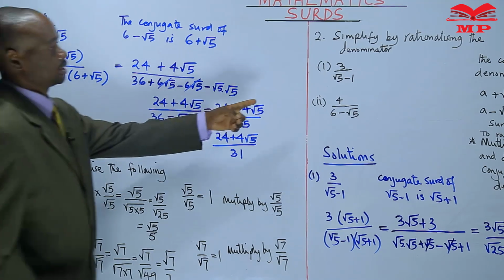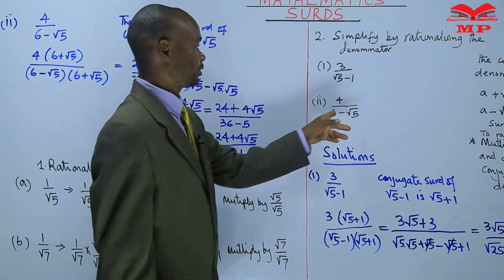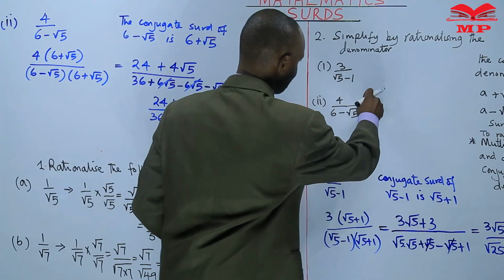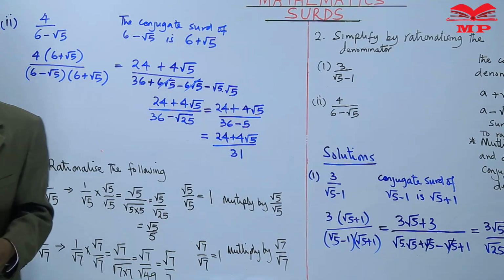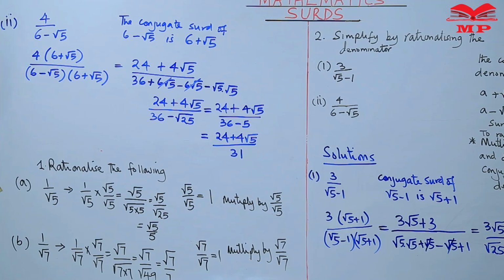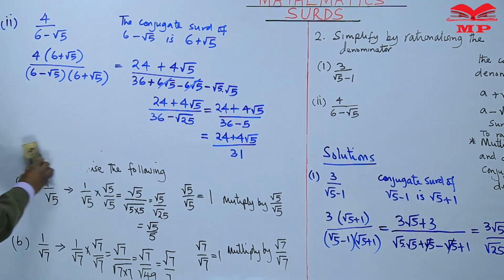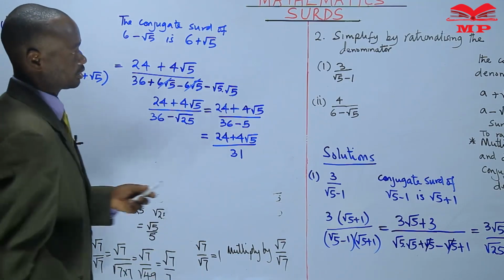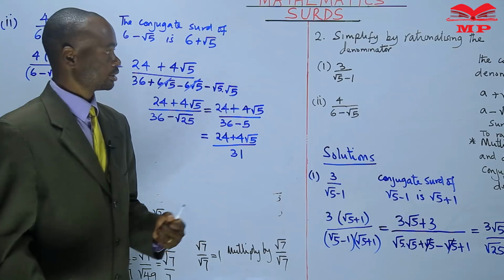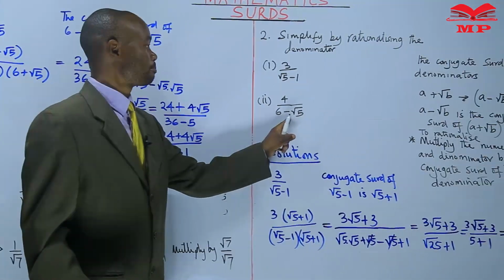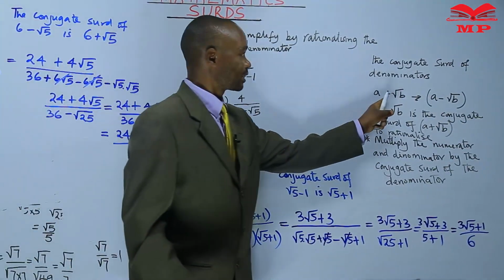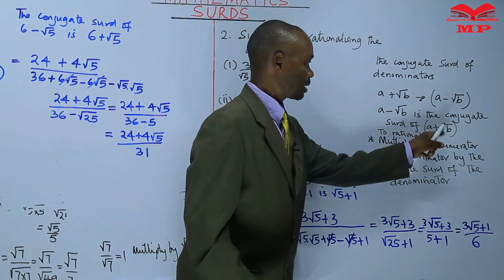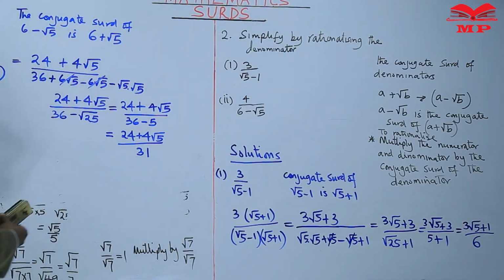So in such a case, you look for the conjugate surd of the denominator and multiply it by both the numerator and the denominator. So having done that, it will be time for an assignment. Before I go to the assignment, know what a conjugate surd looks like. The sign changes there. If it was positive, it becomes negative. A minus square root of B is the conjugate surd of A plus square root of B.